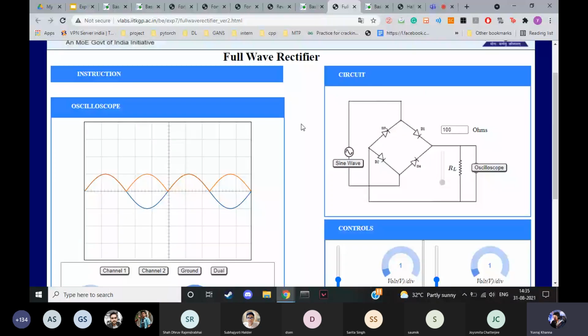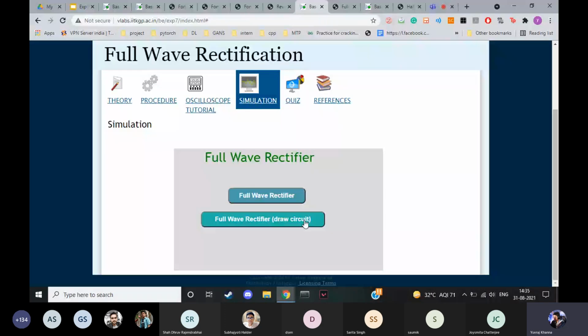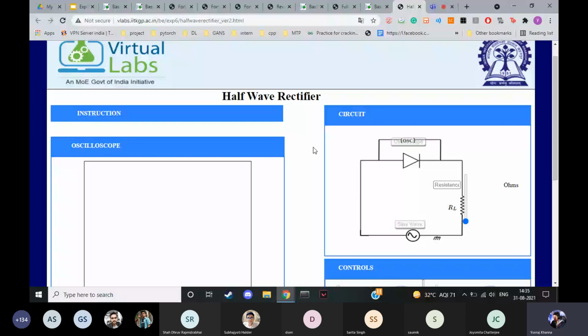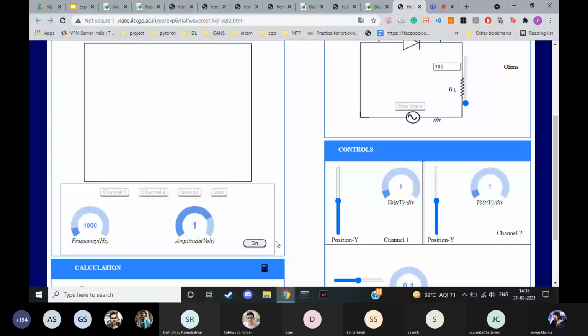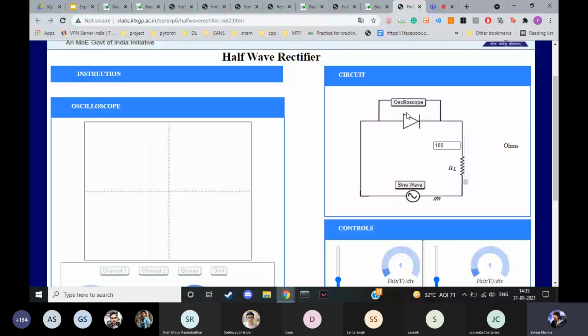I'll let you draw the circuit on your own time. For half wave it's exactly the same. Once you select the resistance here, you turn it on. After that, you select the sine wave and then the oscilloscope. Here you can see, as you can see, the output for the reverse bias is 0, and for the forward bias it is exactly the same as the input. The oscilloscope controls are the same for the half wave and full wave.